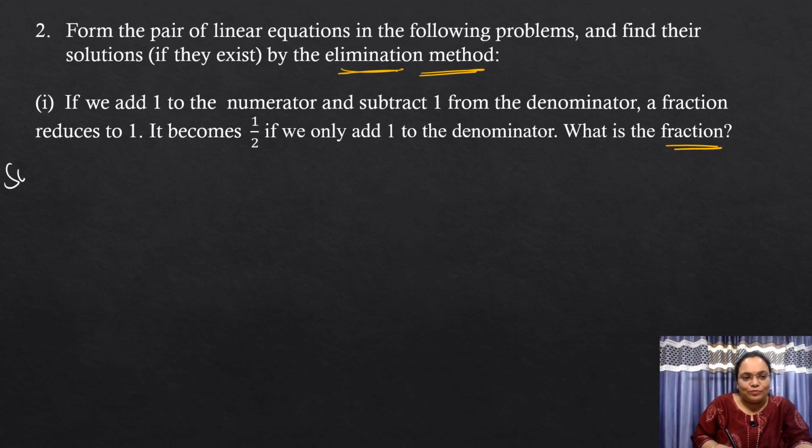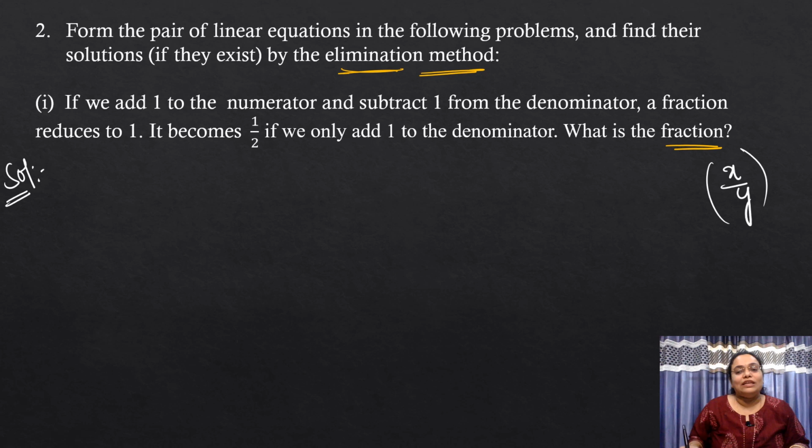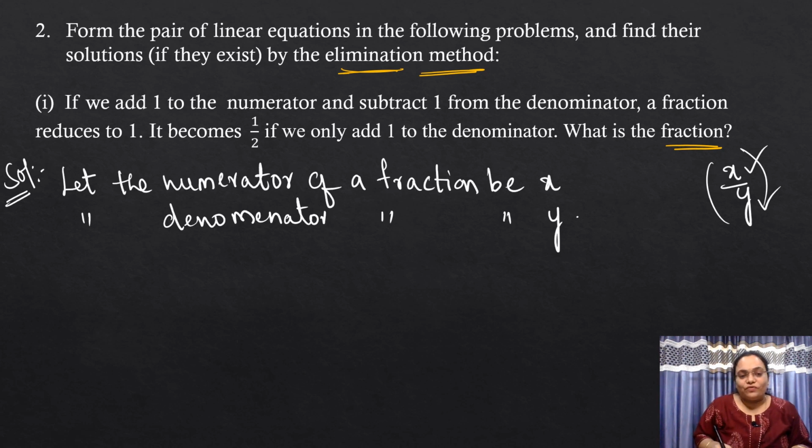So let us solve the problem. Let us assume the fraction to be x and y. So let us assume the numerator of the fraction is x and the denominator of the fraction is y. We know that the fraction is x by y. So, see the question.